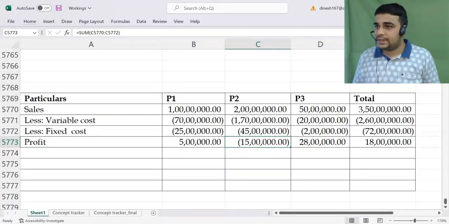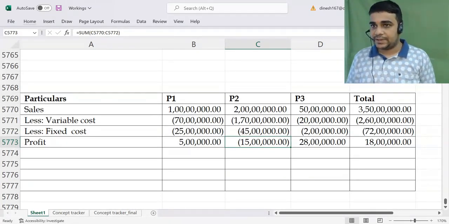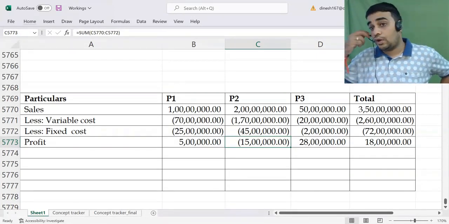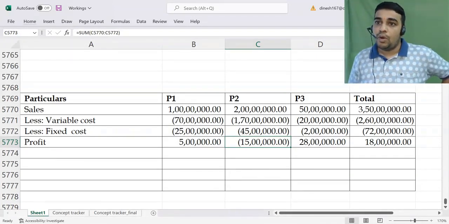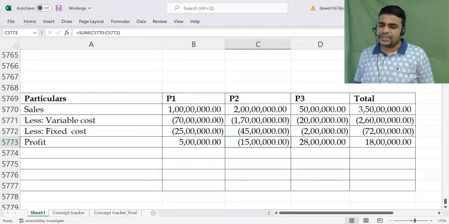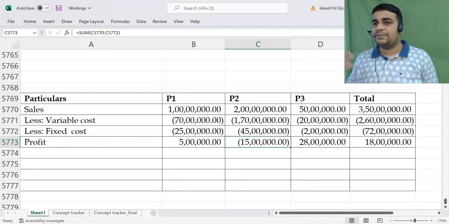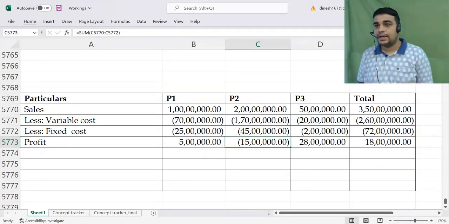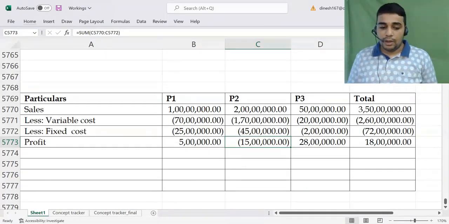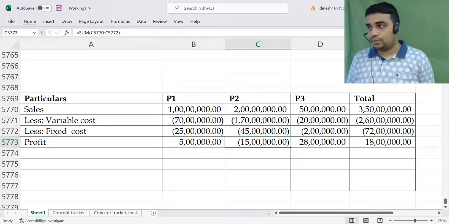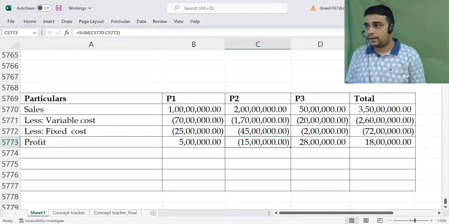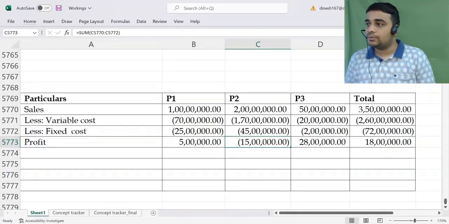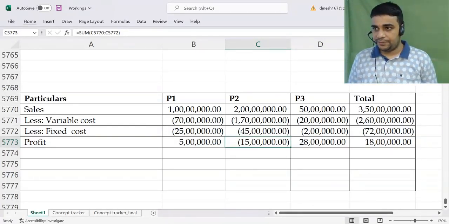When you did this profit statement, you split the fixed cost using some basis. You have to split the fixed cost, because most of the time fixed cost could not be related to the product. It could be at the overall company level most of the time. So you used some basis, maybe machine hours or labor hours or output produced. Some basis you took and prepared this statement and made a conclusion: discontinue product 2. The moment you discontinue product 2, would the fixed cost come down?